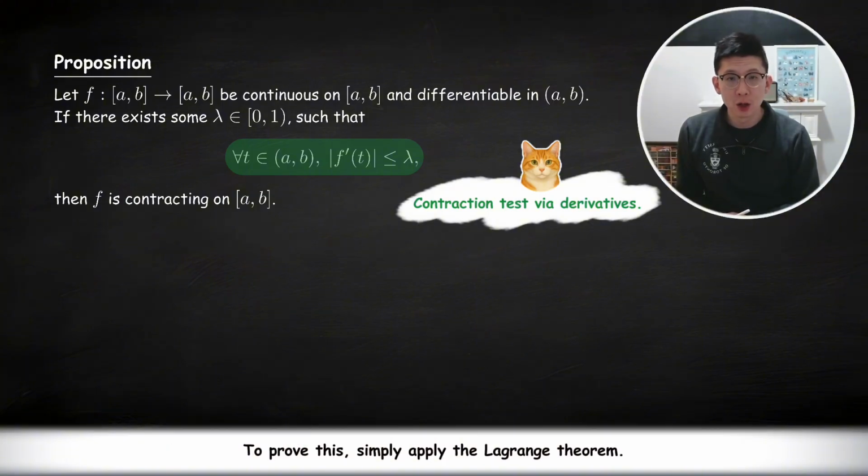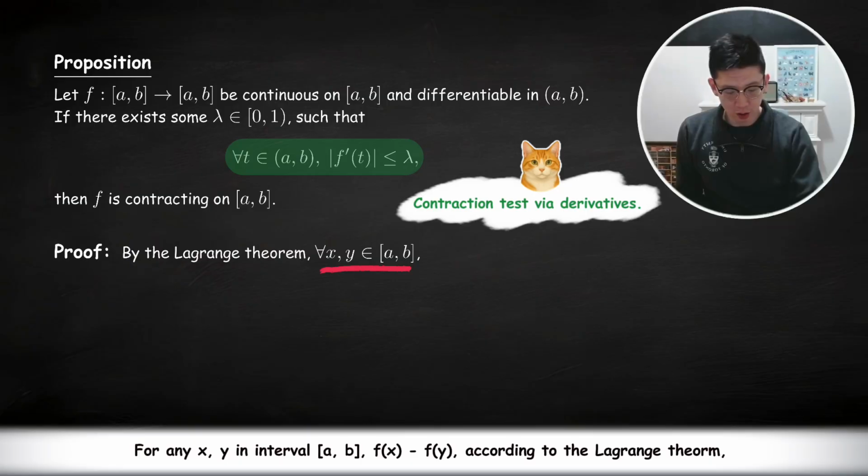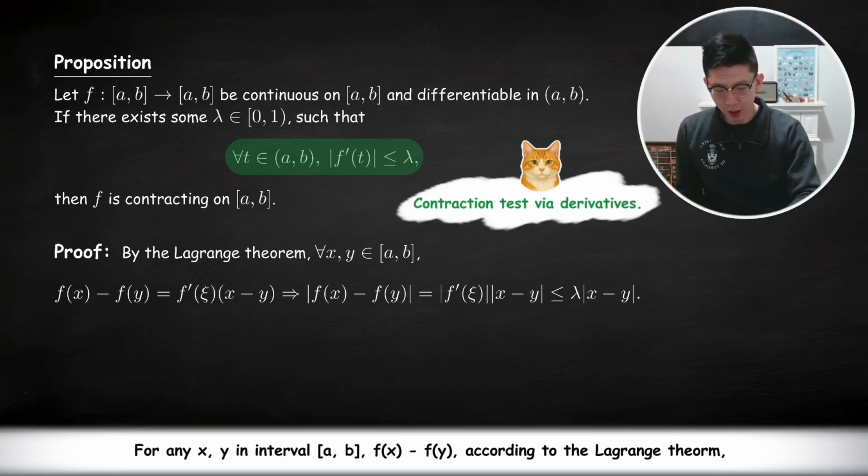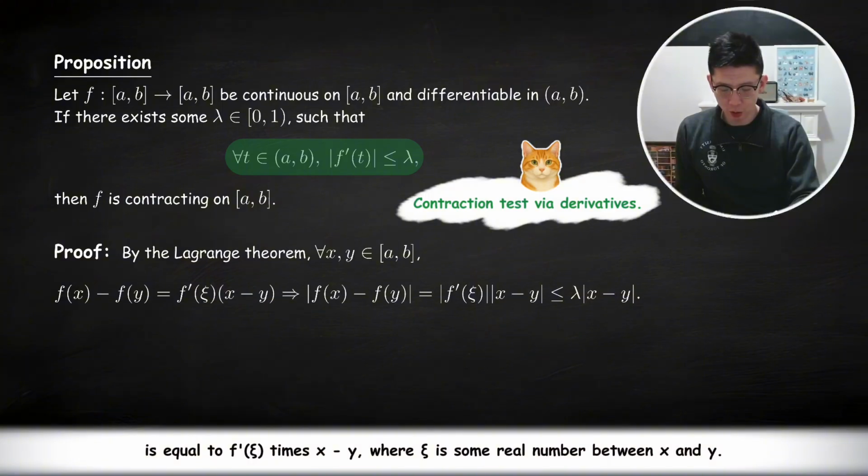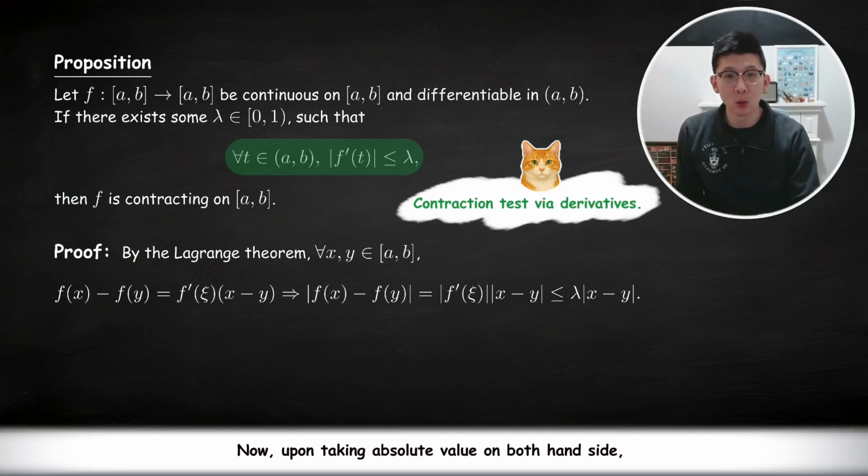To prove this, simply apply the Lagrange theorem. For any x, y in the interval [a, b], f(x) minus f(y), according to the Lagrange theorem, is equal to f prime of c times x minus y, where c is some real number between x and y.